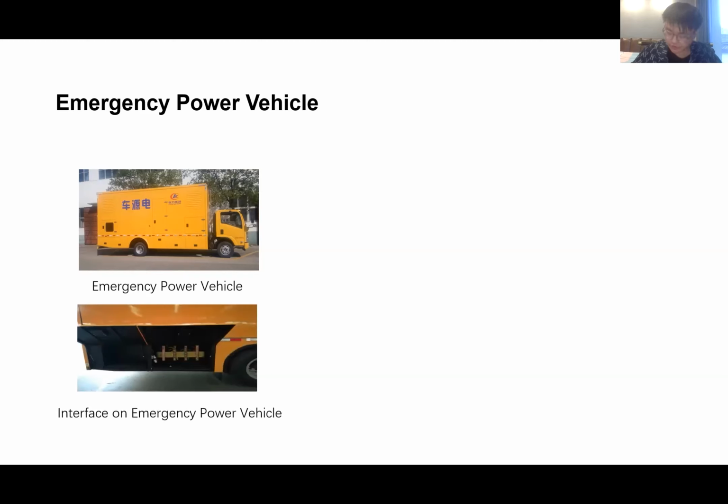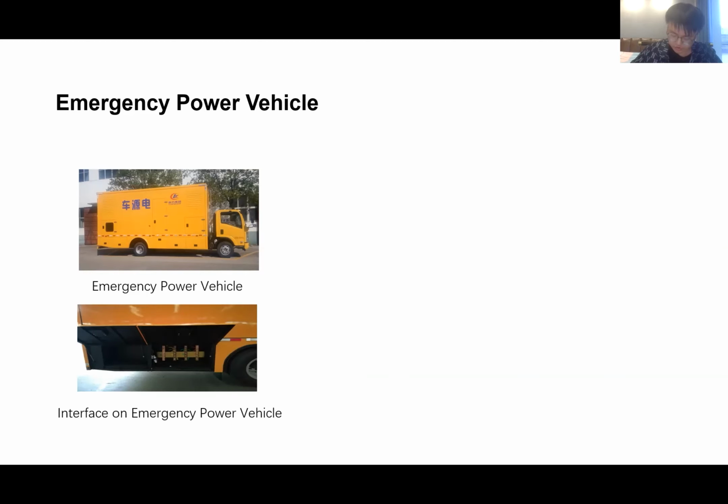As shown in this picture, as long as the interface on the emergency power vehicle is connected to the load through wires, the emergency power vehicle can supply power to the load instead of the urban power grid. Last but not least, all three emergency electrical power sources can be carried by an electrical power vehicle.